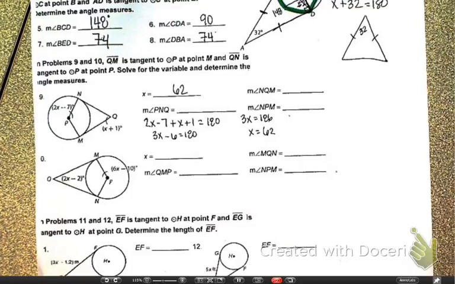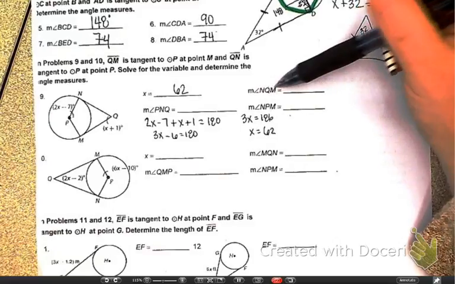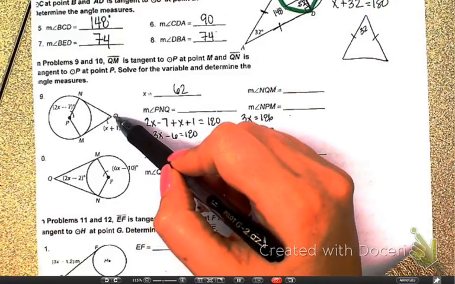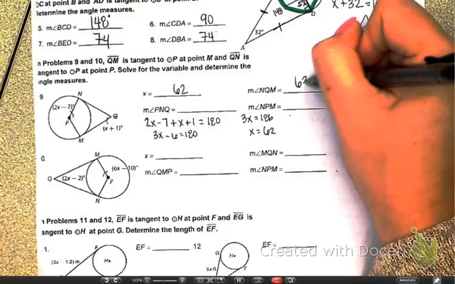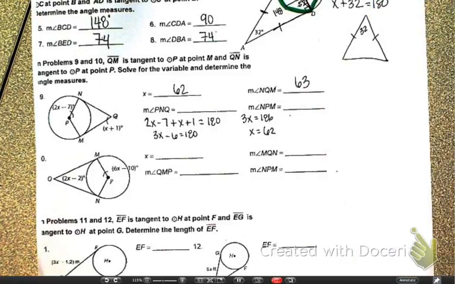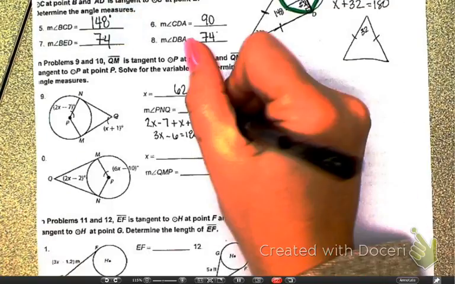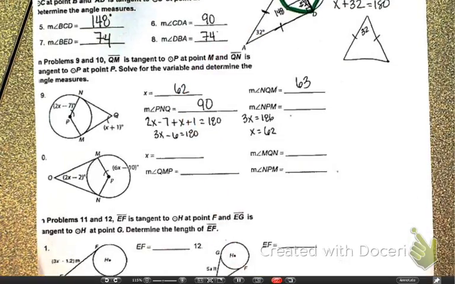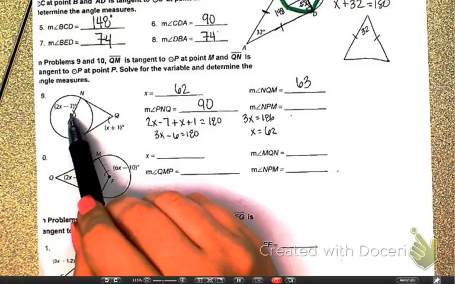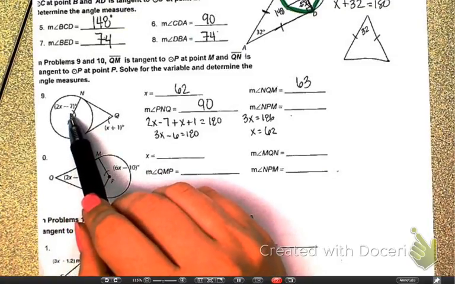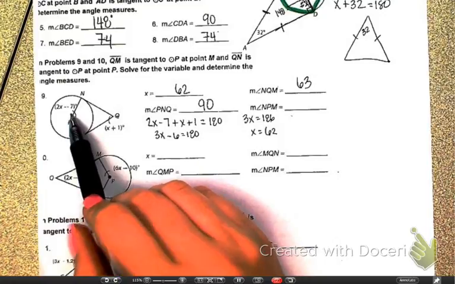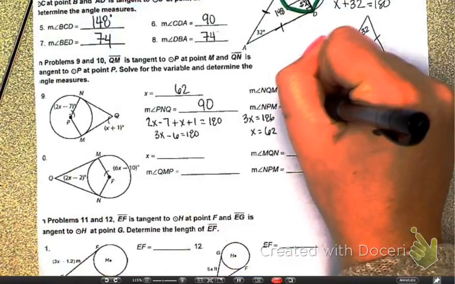Okay, if you can solve for x, then everything else is a matter of pretty much plugging it back in. So NQM is this angle up here. 62 plus 1 is 63. What's the measure of angle PNQ? 90. Because it's the radius and the tangent together. And then I want NPM, which is this angle up here. So 2 times 62 minus 7 is 117.